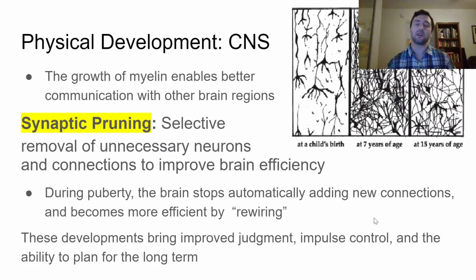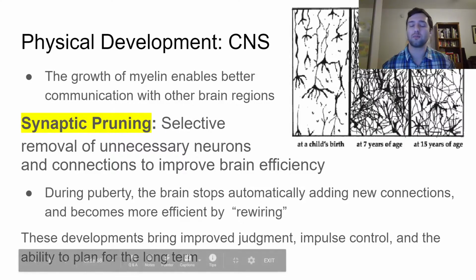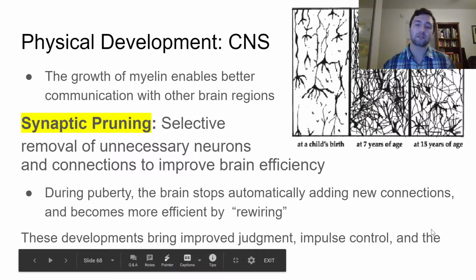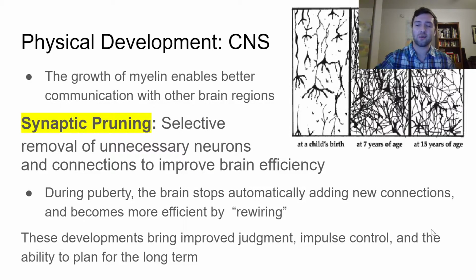These developments bring improved judgment, impulse control, and the ability to plan for the long term. Again, these are all things that we saw a little bit on the last slide, abilities that are very much connected with becoming older and becoming more of an adult, right? Generally speaking, adults are going to have better judgment, better impulse control, and be able to plan long term better than adolescents do, in general.